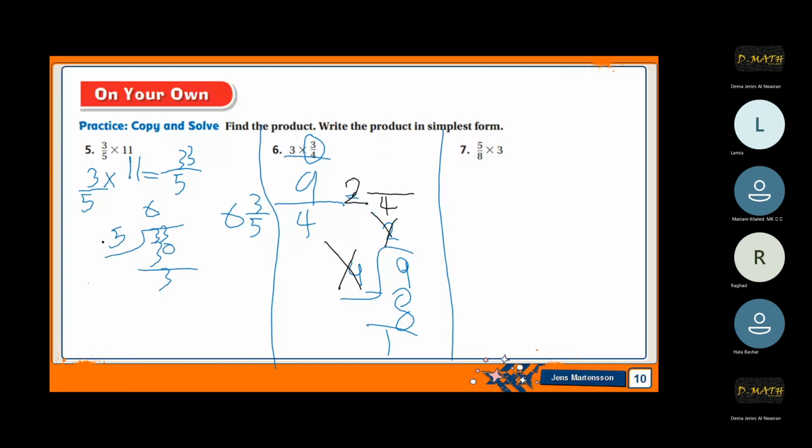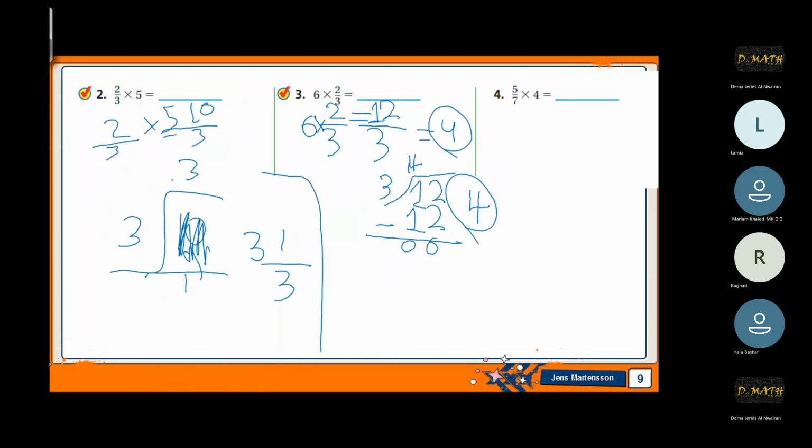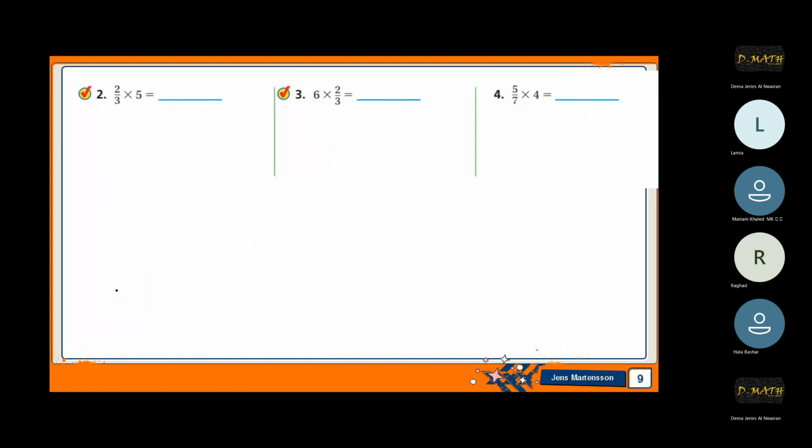Yes, Hanin. 5 over 8 times 3. Okay, 5 over 7 times 4. Bravo. Did you finish writing? Okay. Hanin, now I want you to explain to Diane how you solved number. Let's start writing from here. Yes. 5 over 7 times 4.